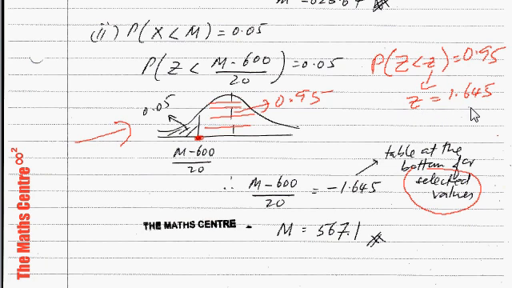Now let's come back to our problem. Remember, the z value we need is 1.645, but be careful, this is to the left of 0, so we are looking at negative 1.645. So write down (m minus 600) over 20 is negative 1.645. Use a calculator, solve for m, you will get m equals 567.1, and you're done.